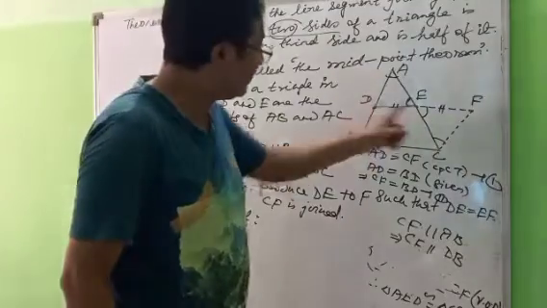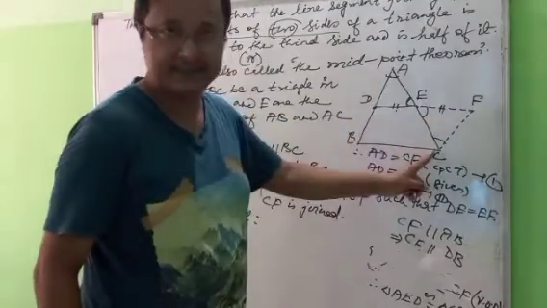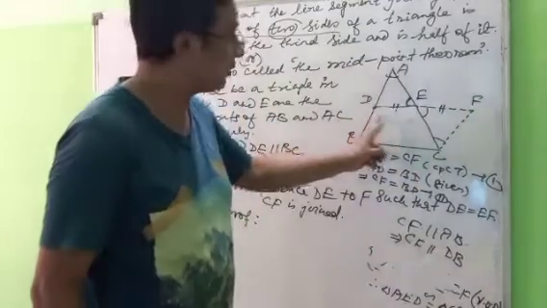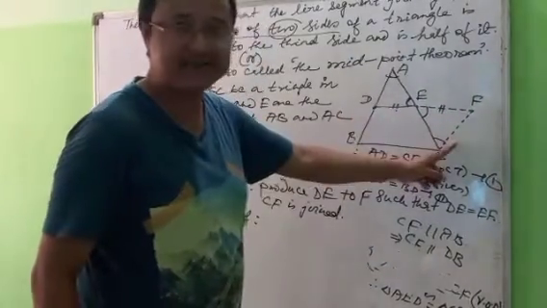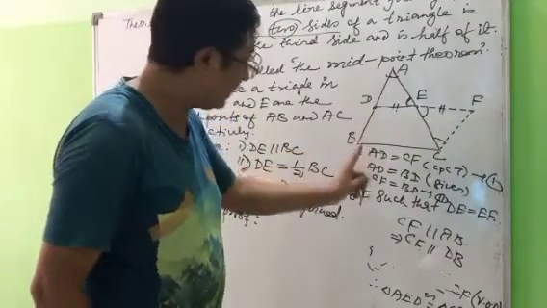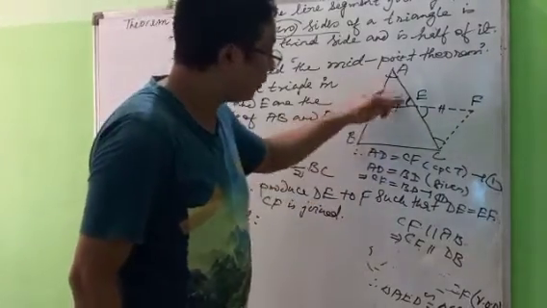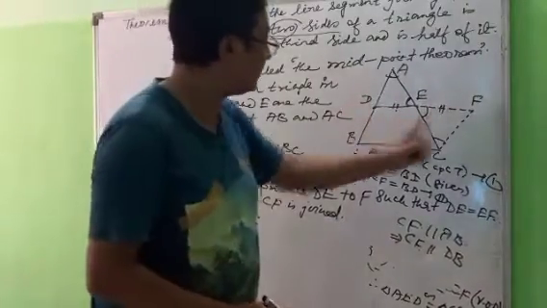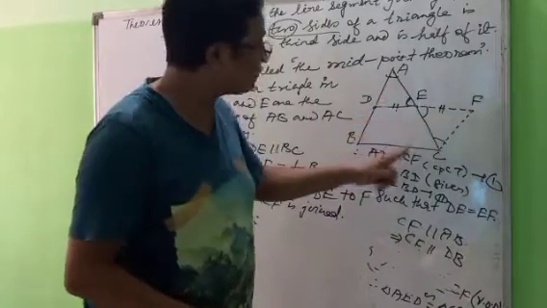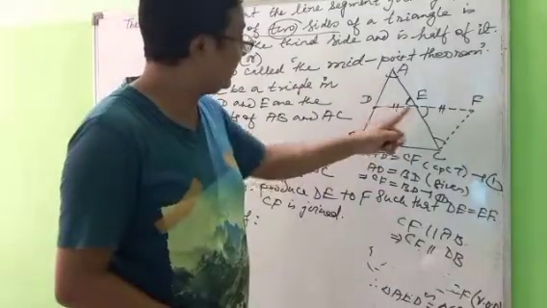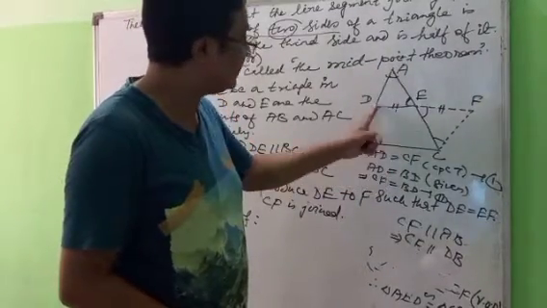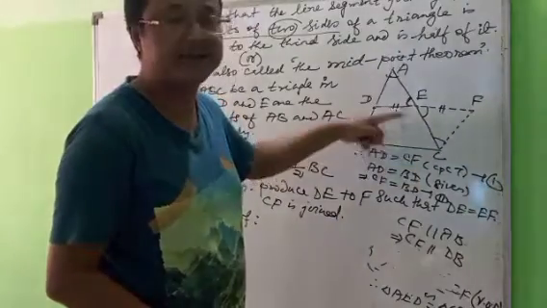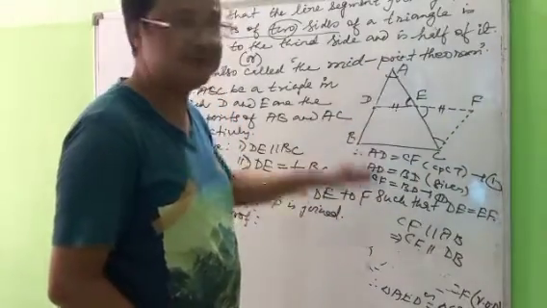That means DF is parallel to BC, because BCFD is a parallelogram, because one pair of opposite sides is equal as well as parallel. That is why the opposite pair of sides are also equal and parallel. That is why DF is parallel to BC. If DF is parallel to BC, that means DE is parallel to BC and DF equals BC, because they are the opposite sides of the parallelogram. So in this way you will proceed.